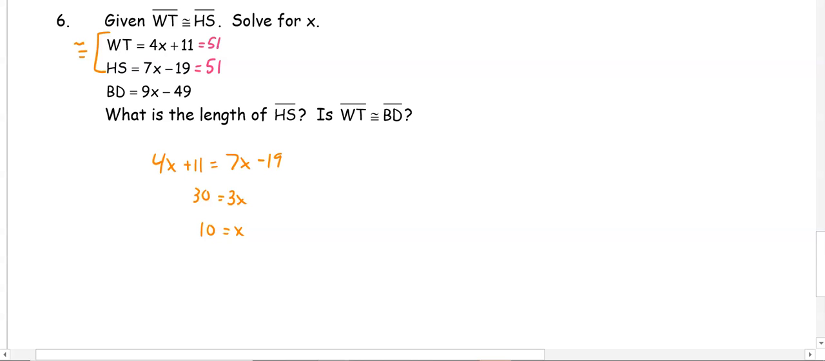We want to know, is WT congruent to BD? So now we need to substitute into BD. So 9 times 10 minus 49 gets us 41. So is WT congruent to BD? Well, they don't have the same length. So no, because the segments have different lengths.